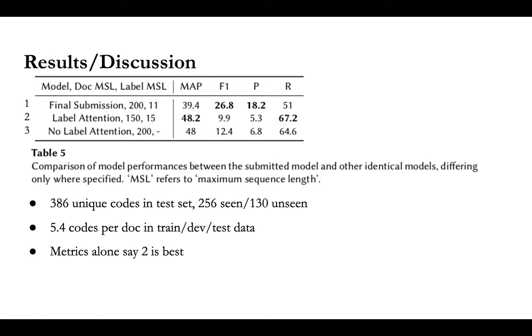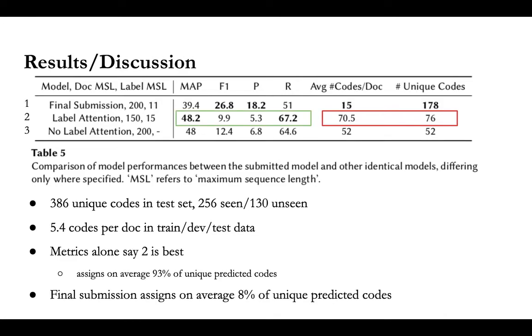Now, looking at the table, the metrics alone say that number 2 is the best, as it receives a mean average precision of 48.2. In fact, even the baseline, number 3, performs better according to mean average precision than what we submitted as our final model. Rather than choosing our final model based on mean average precision alone, we decided to explore the types of predictions that our models were making, and we found some interesting things.